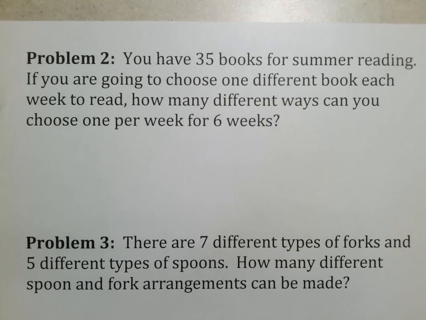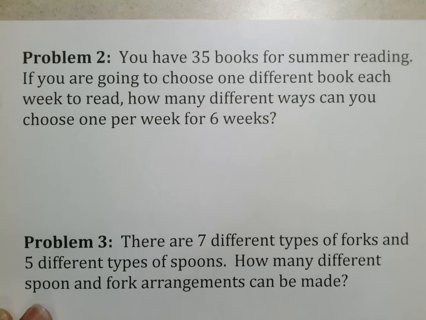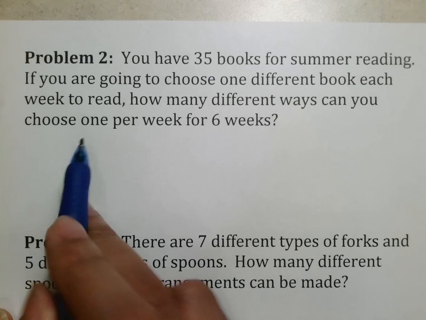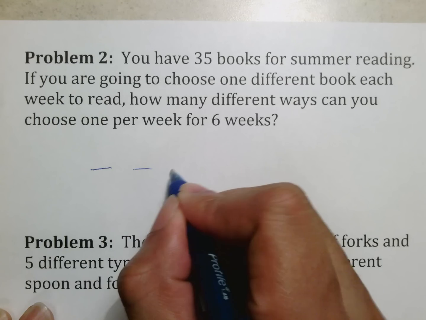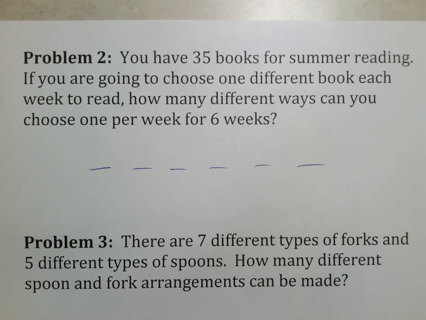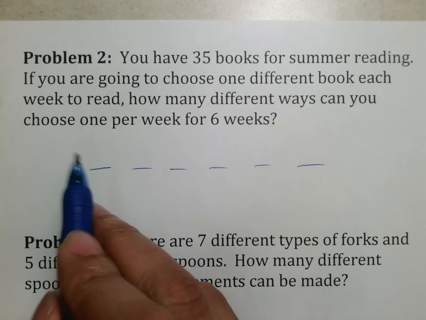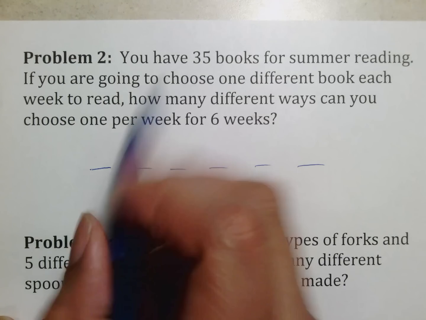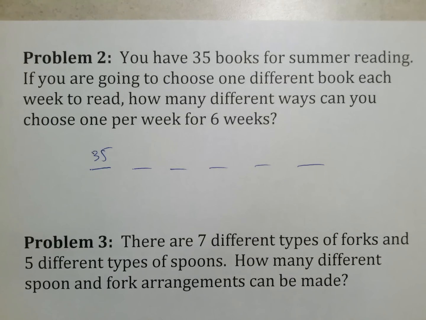Problem 2 says you got 35 books for summer reading. You're going to choose 1 different book each week. How many different ways can you choose 1 book per week for 6 weeks? Now this is one of those where, again, you have to think, how many choices am I making? I am choosing 1 book per week for 6 weeks. That would be 6 blanks. Now ask yourself on the first blank, how many choices do I have? Well, I have 35 books to choose from on the first week.